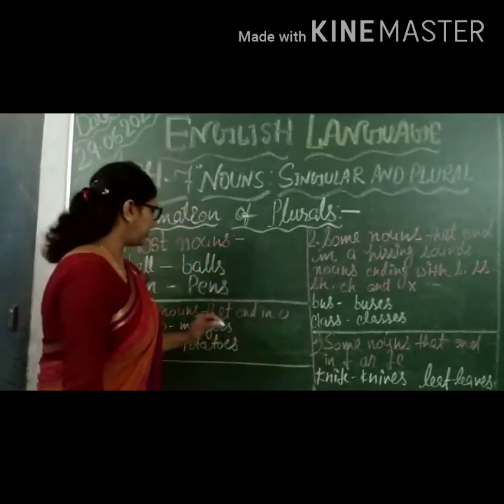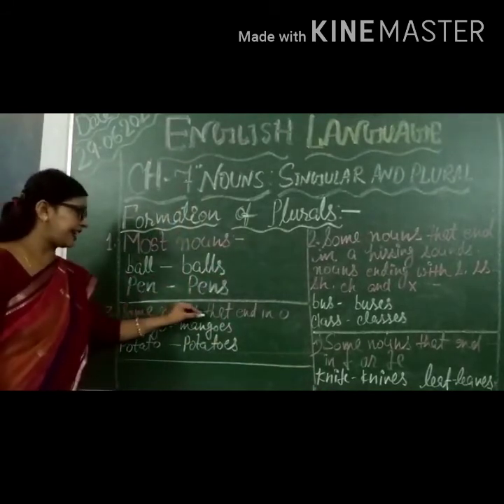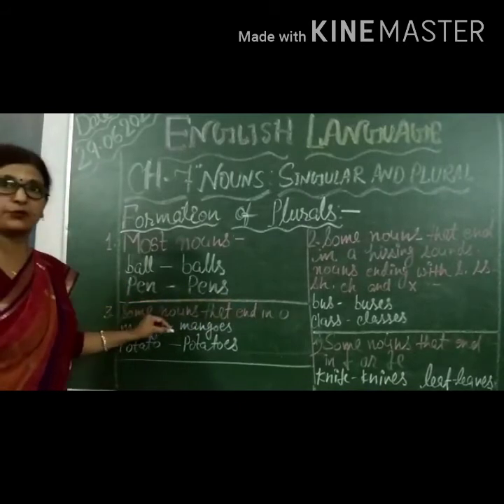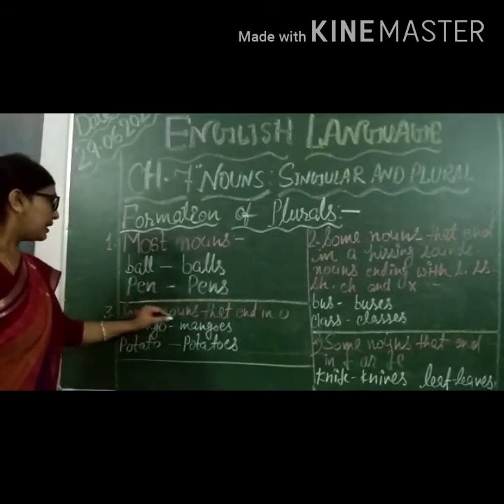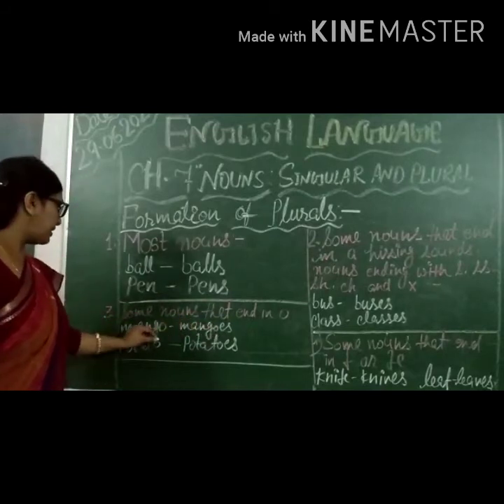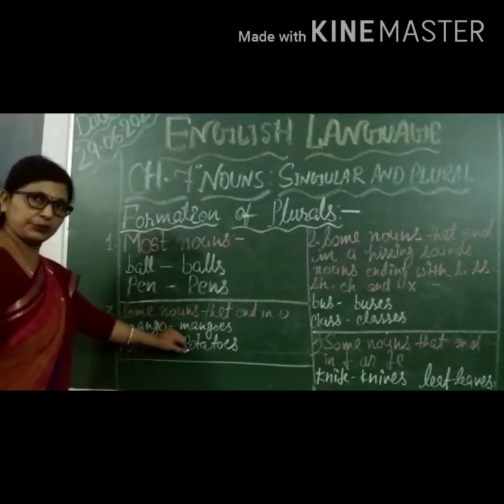Okay. Rule number 3. Here you can see some nouns that end in o. So then what will we use? We will use es to make the plural, like mango, mangoes, potato, potatoes.